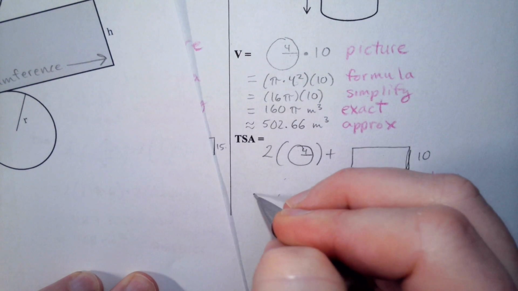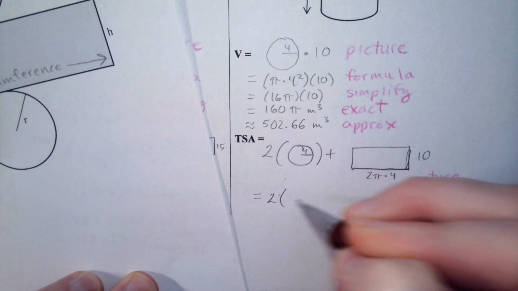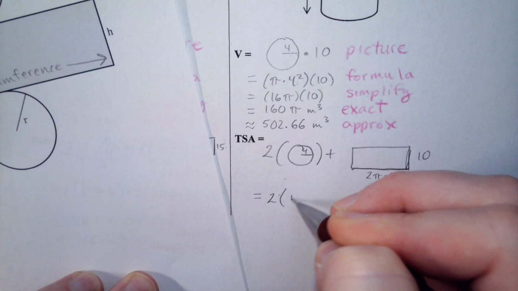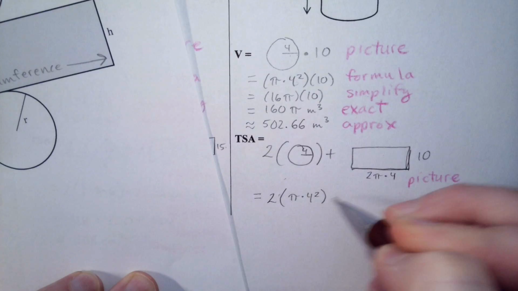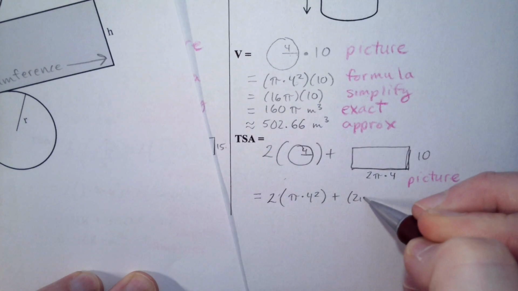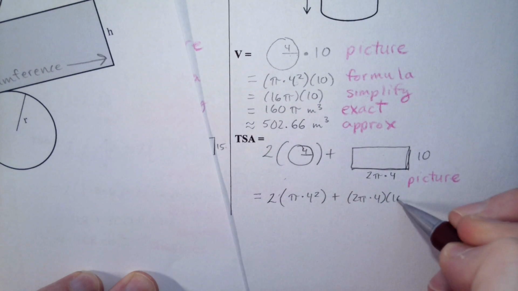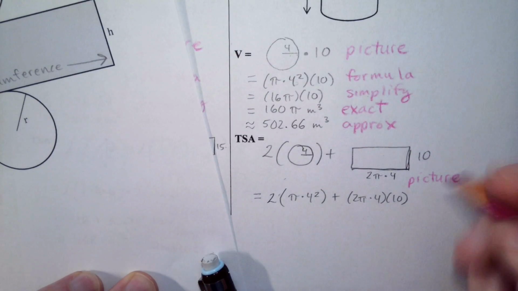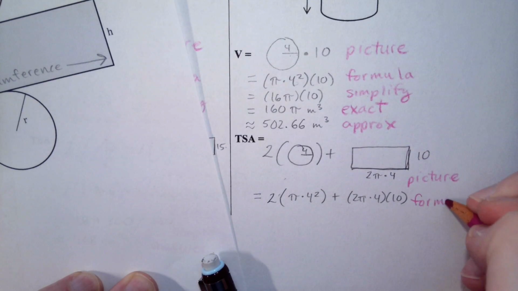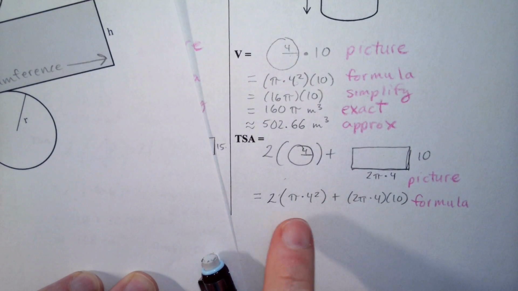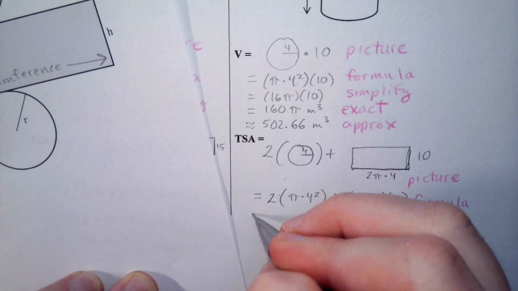Okay, next up is the formula step. So I have 2, each circle is pi r squared, so pi times 4 squared, plus 2 pi times 4 times 10. Okay, our formula step. Once again, showing me how you plug everything into that formula.